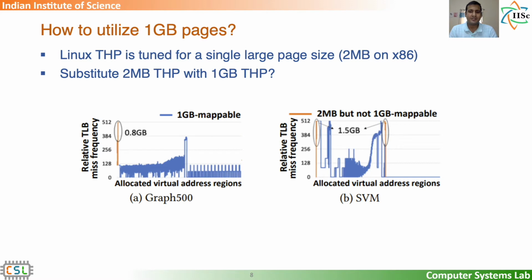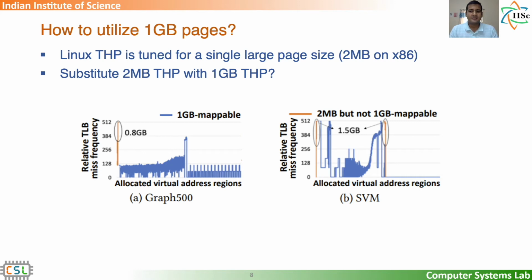For example, these graphs show the address spaces of Graph500 and SVM. The x-axis shows the virtual address space and the y-axis shows the relative TLB miss frequency of each 2 MB region. The regions colored orange cannot be mapped with 1 GB pages because they are not big enough, but their TLB miss frequency is the highest in the whole address space. If we were to replace 2 MB THP with 1 GB THP, these orange colored regions will have to be mapped with 4 KB pages, which would not be ideal for performance.